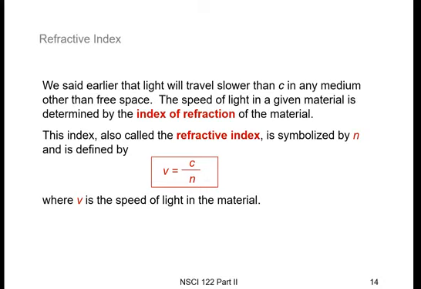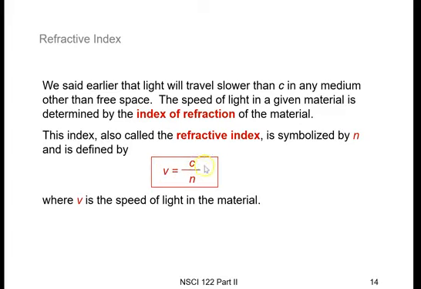So what we're going to do now is introduce an important quantity in studying light, and that is the so-called index of refraction. It's also called the refractive index, so you'll hear me use both terms. We symbolize it by n, and the way it's defined is as follows. A material has a refractive index of n, and the speed of the light in that material is v, and that can be written as c over n.